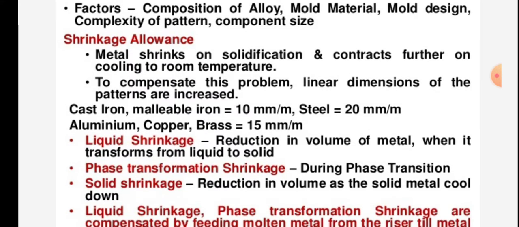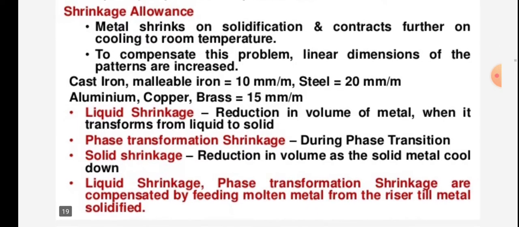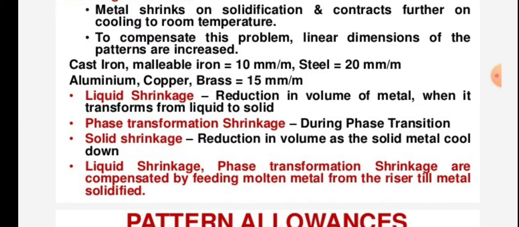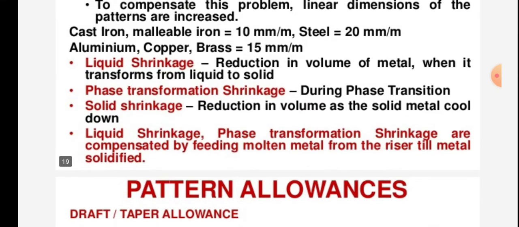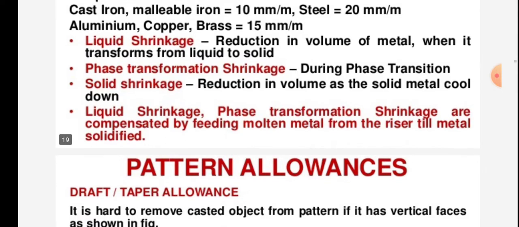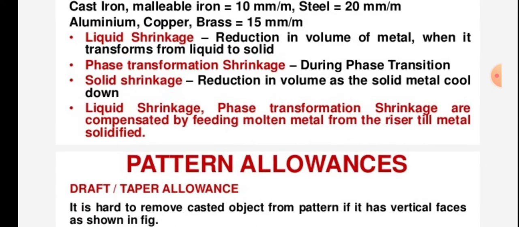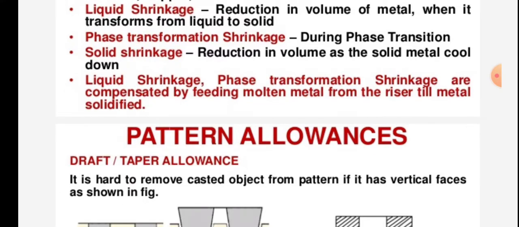Cast iron, malleable iron: 10 mm per meter; steel: 20 mm per meter; aluminum, copper, brass: 15 mm per meter. Liquid shrinkage: reduction in volume of metal when it transforms from liquid to solid. Phase transformation: shrinkage during phase transition. Solid shrinkage: reduction in volume as the solid metal cools down. Liquid shrinkage and phase transformation shrinkage are compensated by feeding molten metal from the riser till the metal solidifies.